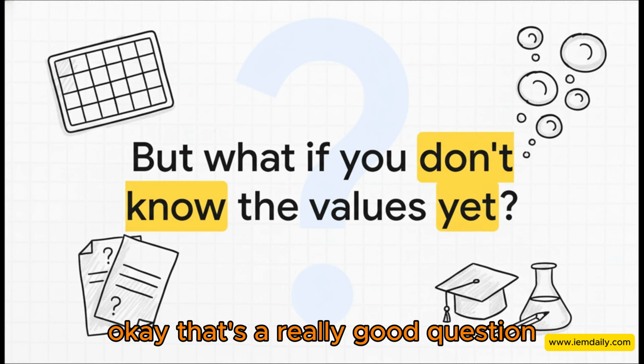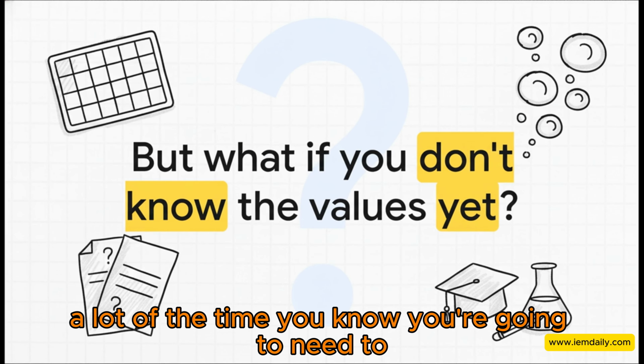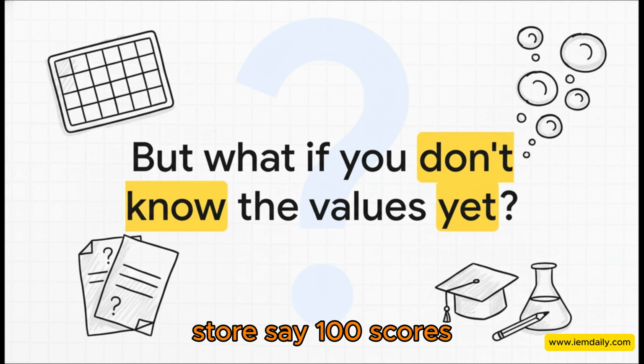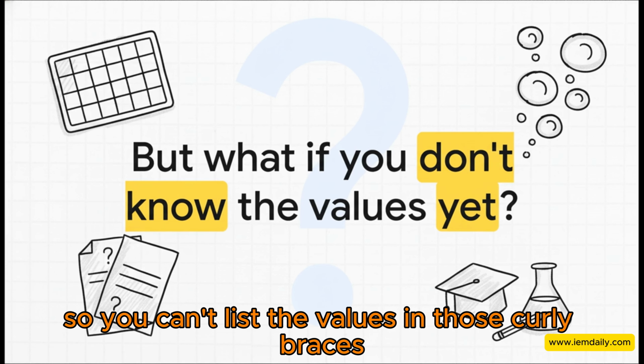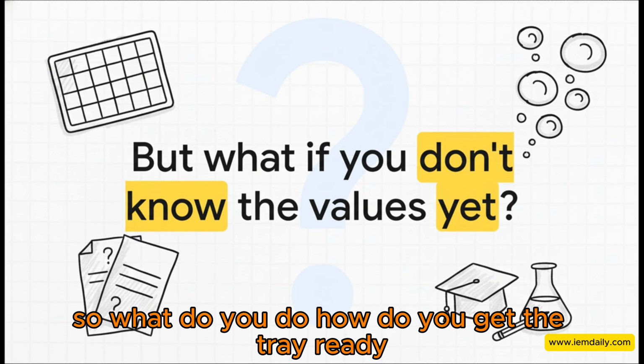Okay, that's a really good question. A lot of the time, you know you're going to need to store, say, 100 scores, but you don't have them yet. Maybe the students haven't even taken the test. So you can't list the values in those curly braces. So what do you do? How do you get the tray ready?